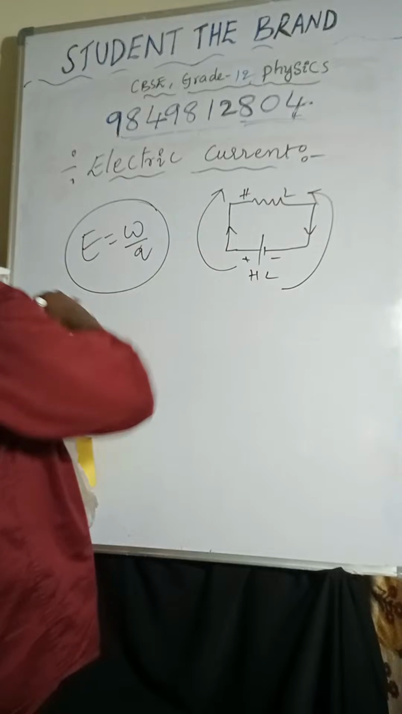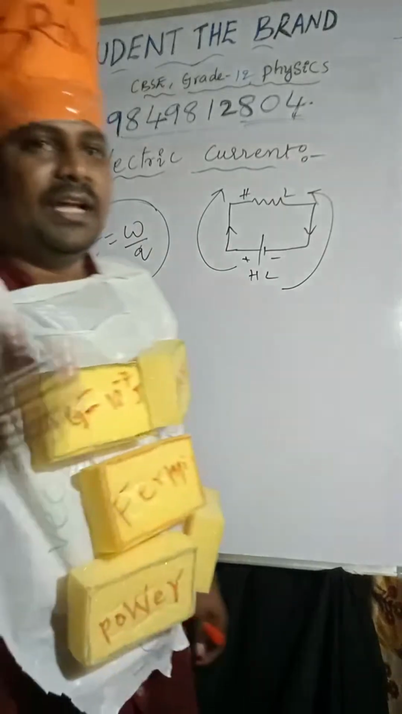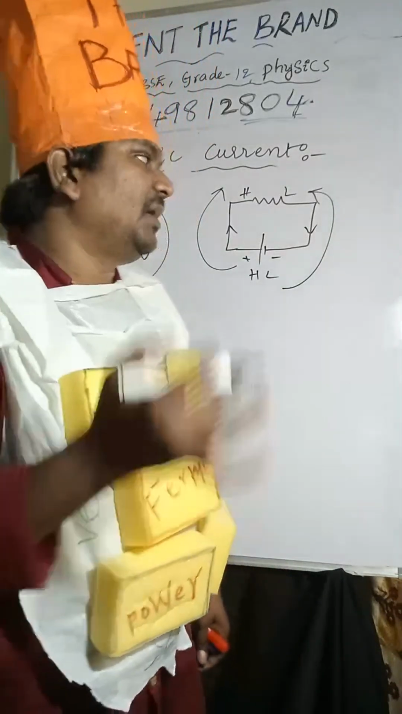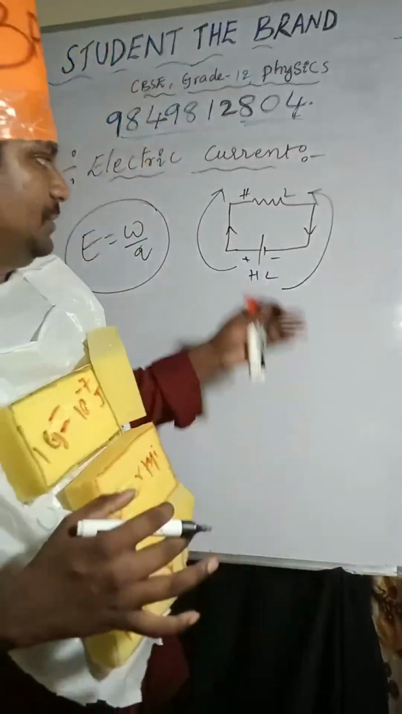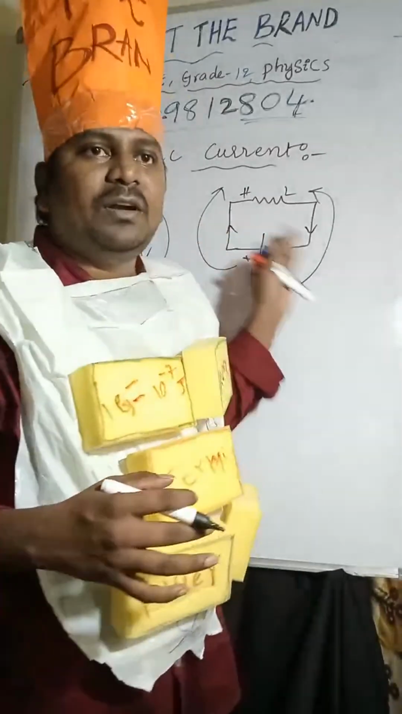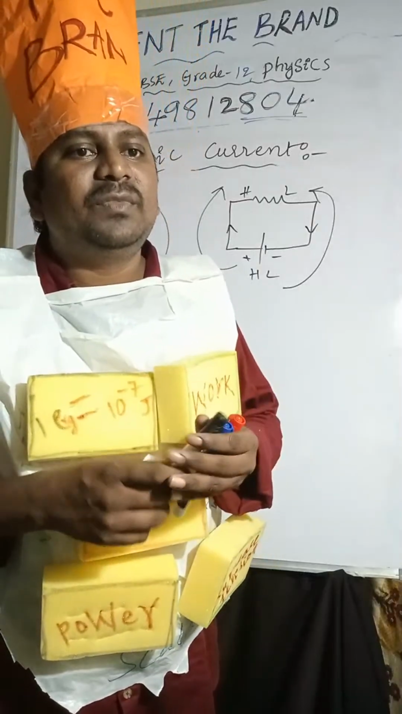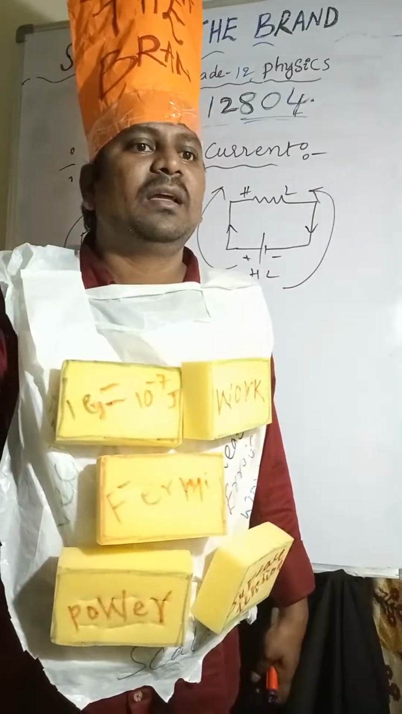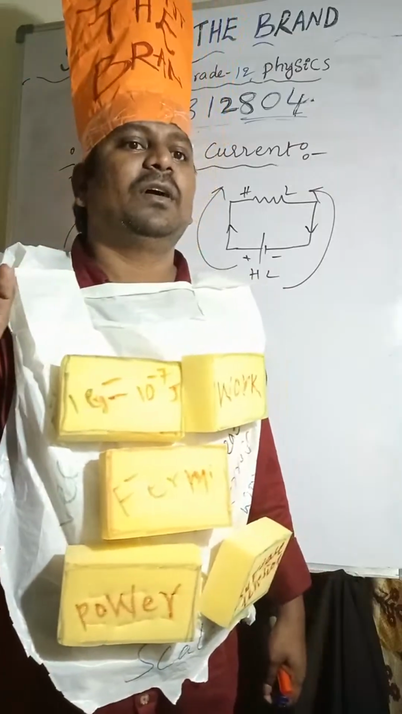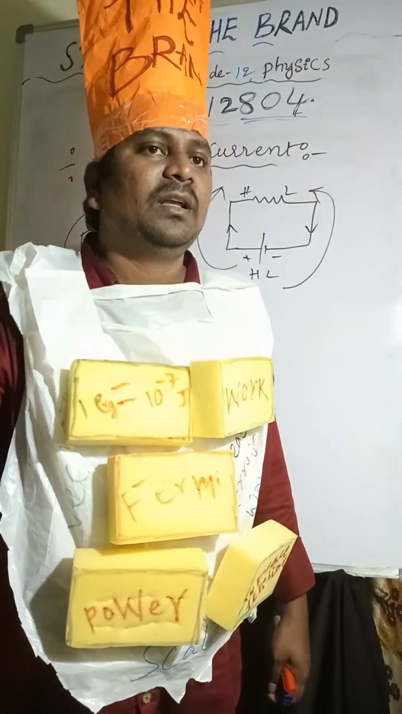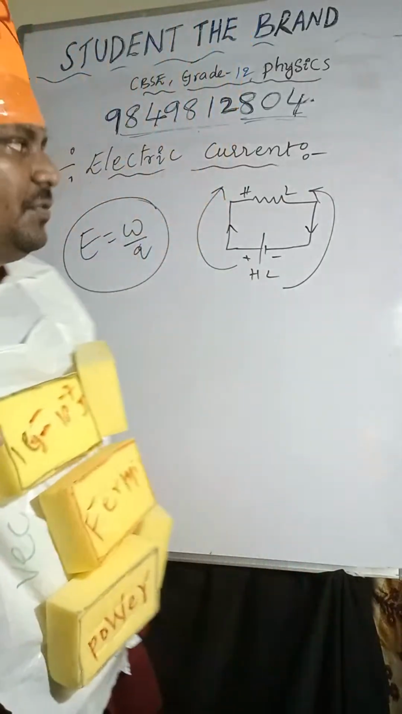Electromotive force is the work done by the battery on the positive charge to move it from the negative terminal to the positive terminal, inside the cell. I hope it is very clear to you all. So this is about electromotive force.